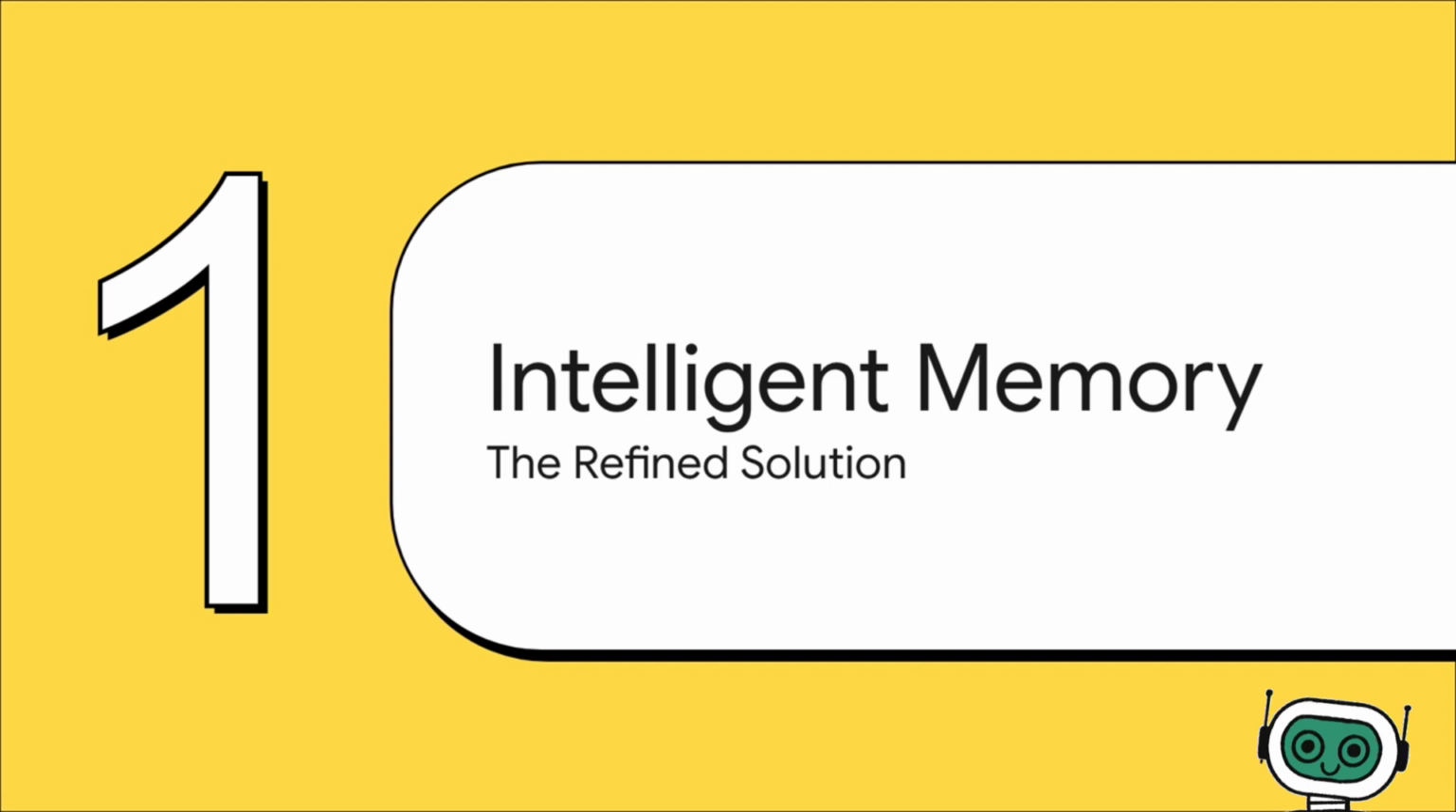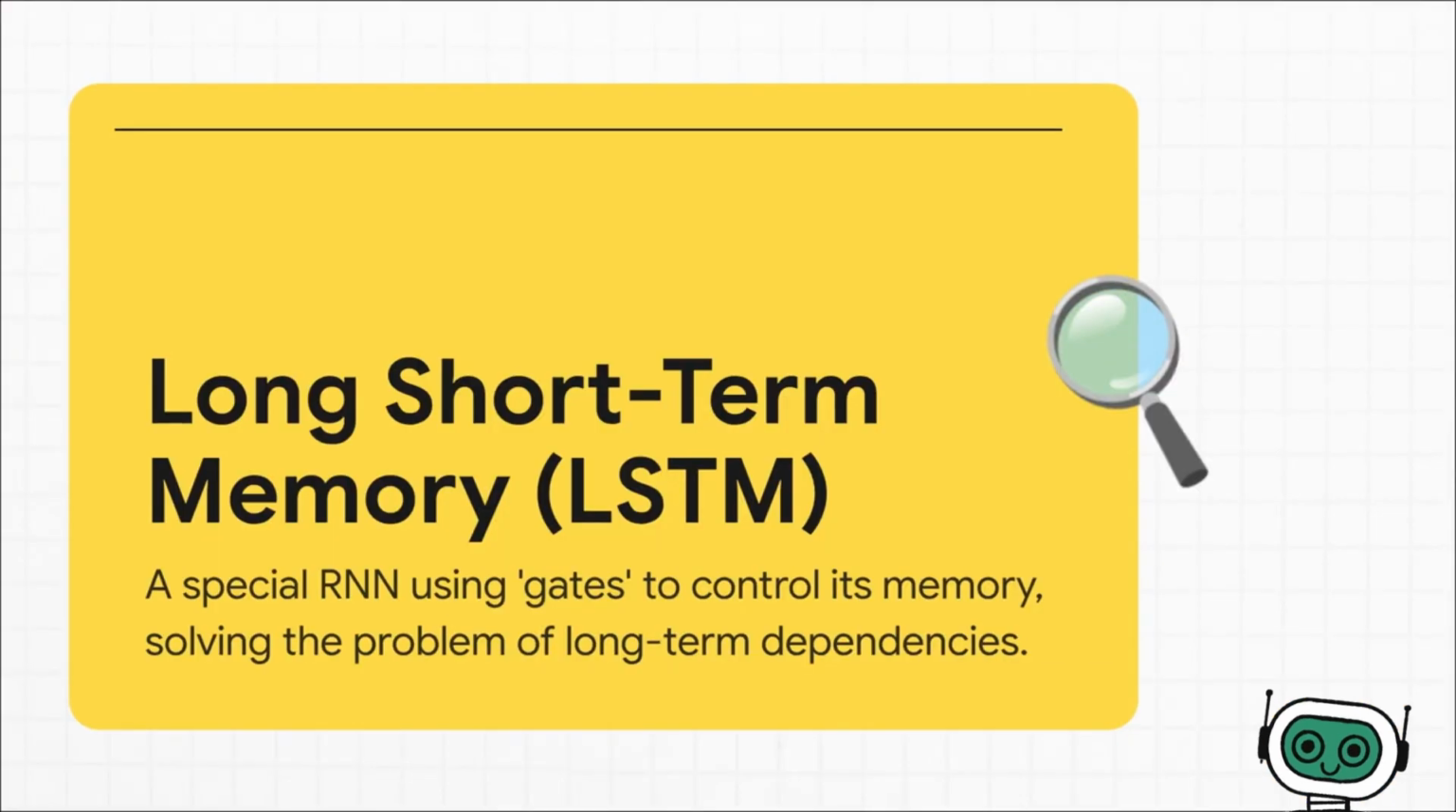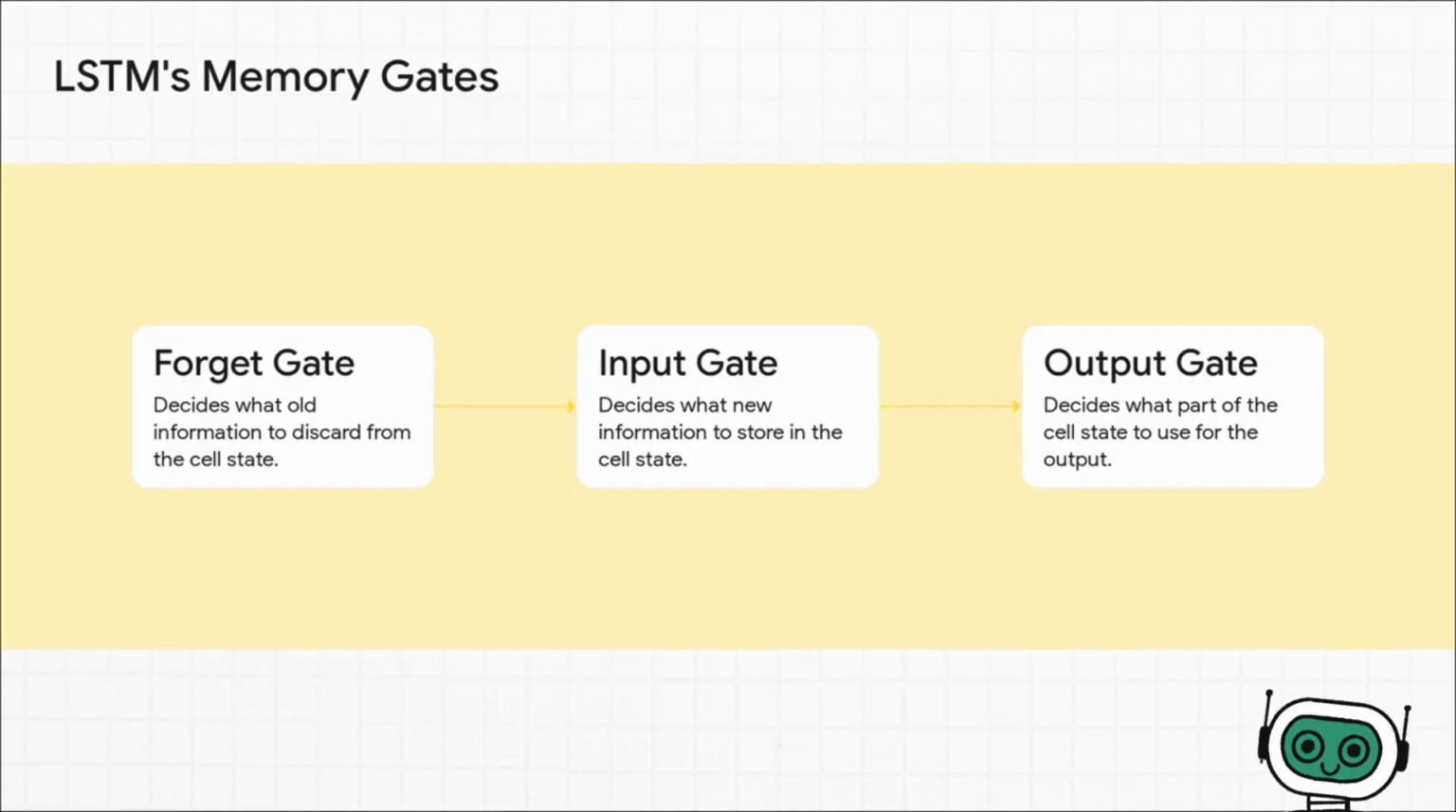We need something like intelligent gates. And that brings us to one of the most important ideas in this space, the long short-term memory network, or LSTM. It's a special kind of RNN, but with a much more sophisticated internal structure. The big idea here is that it uses a system of gates to very carefully control what goes into its memory, what stays there, and what gets kicked out. So let's break down how these gates actually work. You've got three main ones.